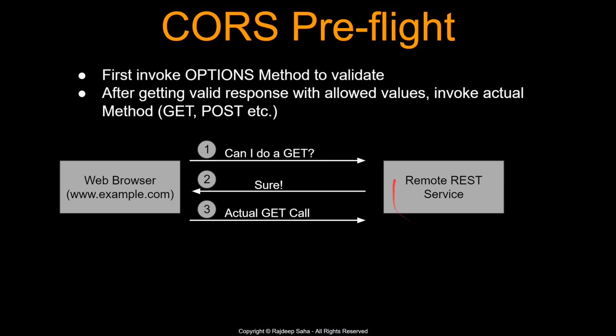www.example.com. And this remote REST service checks everything, and if everything is good, it says, sure, you can do a GET call. Calling this OPTIONS method and checking if your website or origin is allowed to call the actual API is known as a preflight check. And then www.example.com does the actual GET API call. And then it gets the response back from the GET call as well, but I am not showing it in the diagram. So how does this look under the hood?